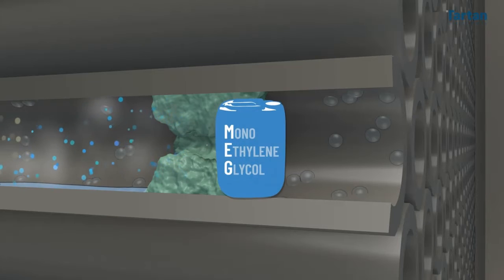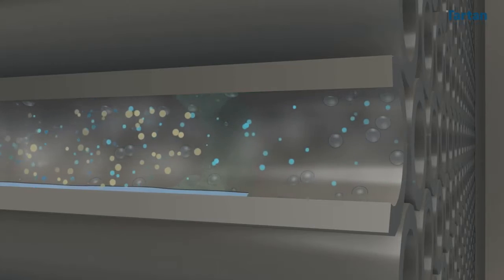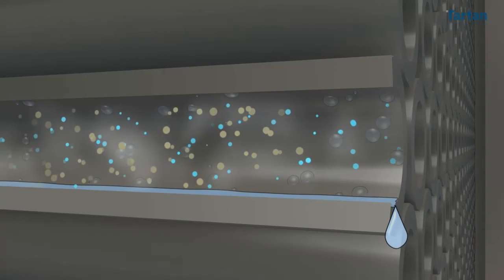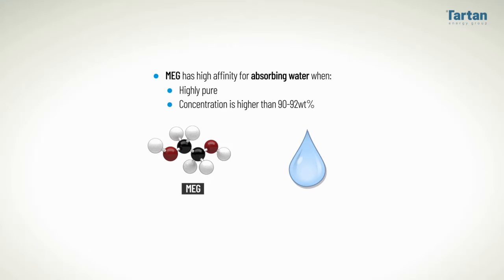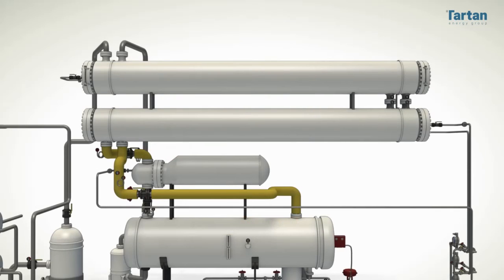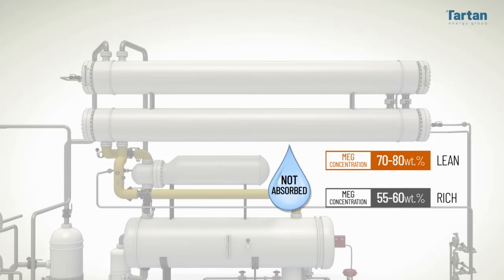That is why MEG, a chemical inhibitor, is injected into the exchanger and functions as an antifreeze. Although MEG has high affinity for absorbing water, it only does so when highly pure and its concentration is higher than 90 to 92 weight%. While in a refrigeration unit, MEG's concentration is typically between 70 to 80 weight% in the lean solution and between 55 to 60 weight% in the rich, so the water is not absorbed.